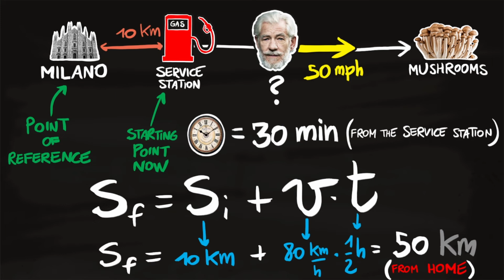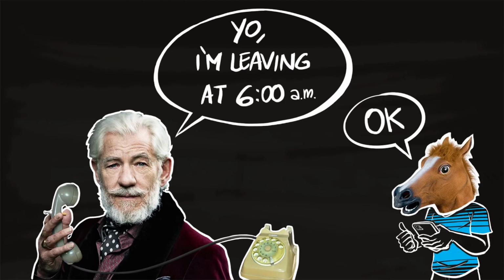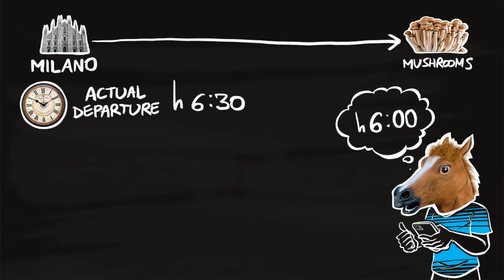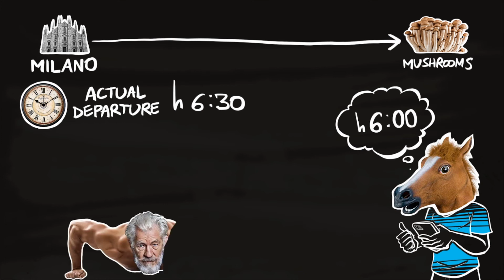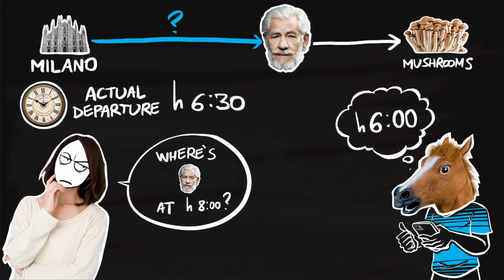And now, let's take this to another level. Let's say Grandpa called me on Saturday night and told me, "Look, my boy, tomorrow morning I leave at 6 o'clock." The next day, however, Grandpa doesn't leave at 6, but at 6:30, because he did some push-ups and lost track of time. But I still think he left at 6. If someone asked me at 8, how far is Grandpa now? I would think he has been on the road for 2 hours, but he is actually half an hour late.